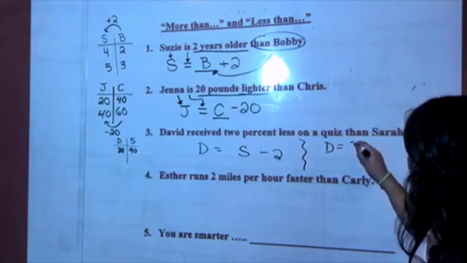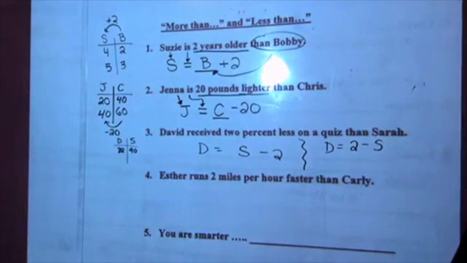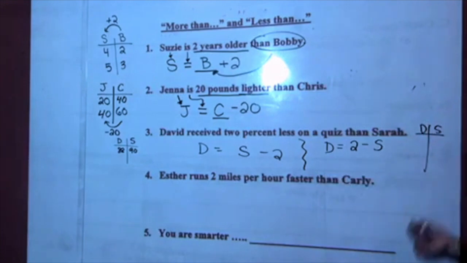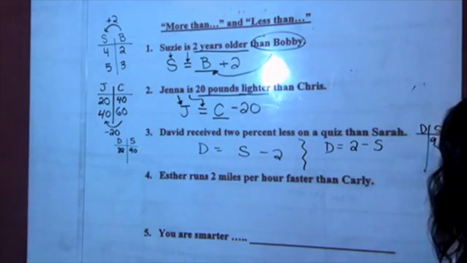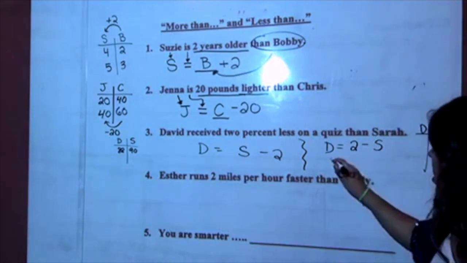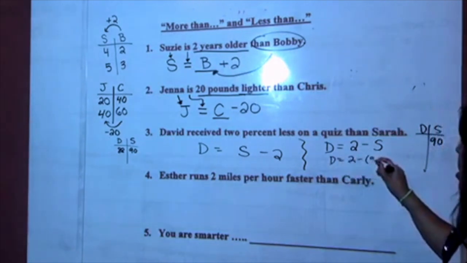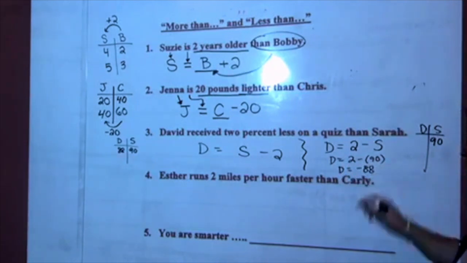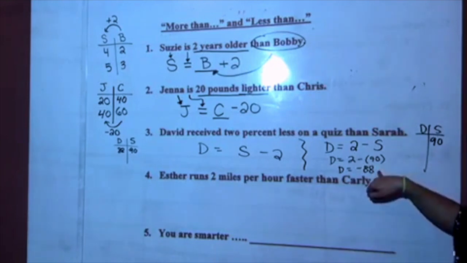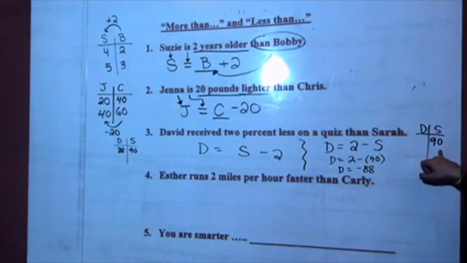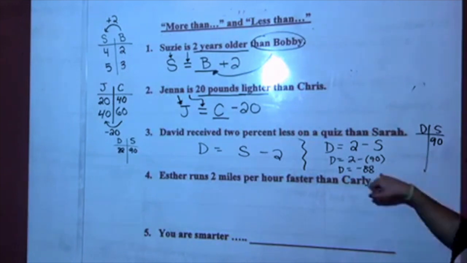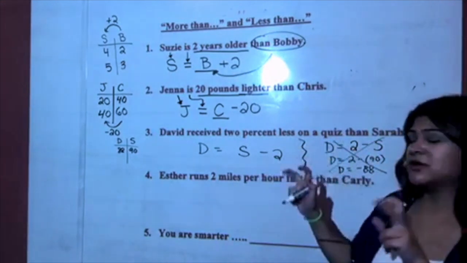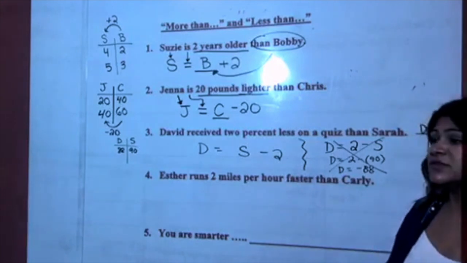Now, let's see if we did something like this: D equals 2 minus S. Let's see if there's an issue with that. If Sarah got a 90% and we substitute that in, we see that David got negative 88%. Now, is negative 88 just 2% lower than 90? The answer is no, it is not. It is much lower. So the placement of your variable and this less than or greater than is very important. We'll get to that with the next examples.